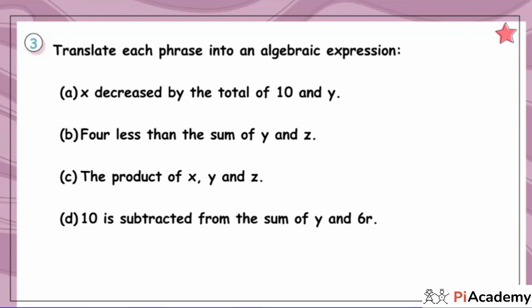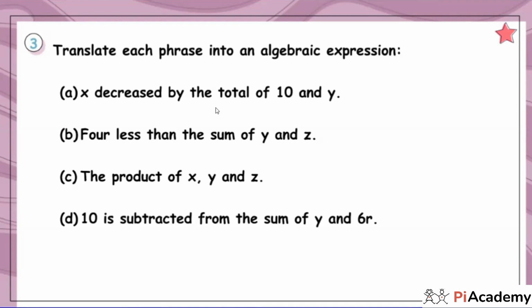Okay, so let's solve these questions. What you can find here is x decreased by the total of 10 and y. So what is given here? Kian, can you please answer us? What is the answer of this first one? Moyuk, can you please answer us? What is the answer of the first question? It's x minus 10 plus y.